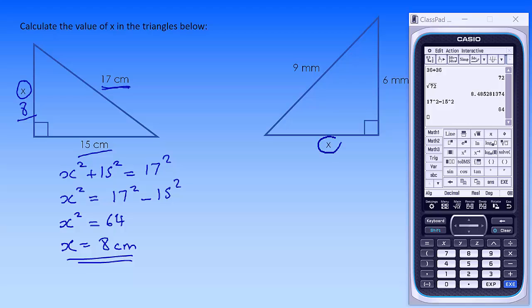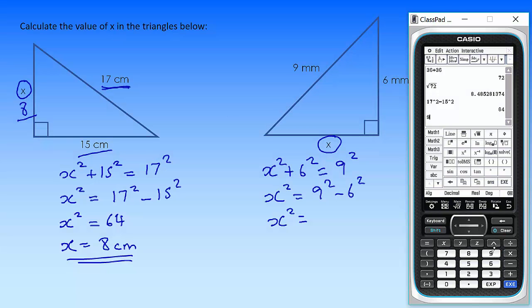x here also is a shorter side. The other shorter side is the 6, and then the hypotenuse on its own. So we've got x squared is going to be 9 squared minus 6 squared. So we can calculate that. So we've got 9 squared, take away 6 squared. That gives me 45.